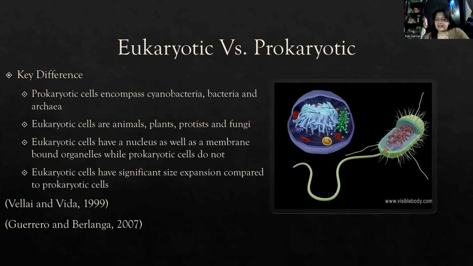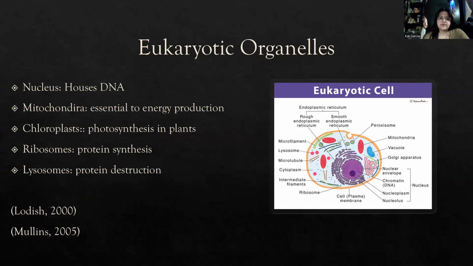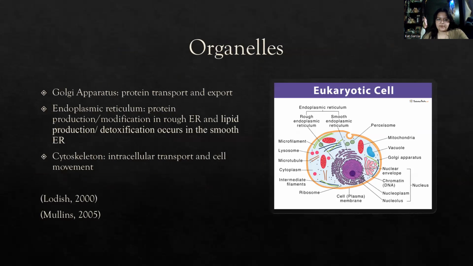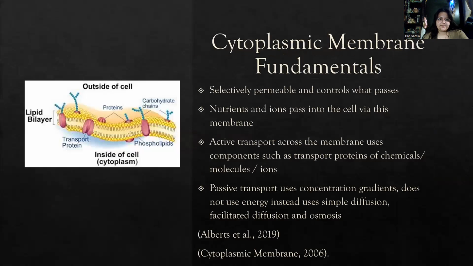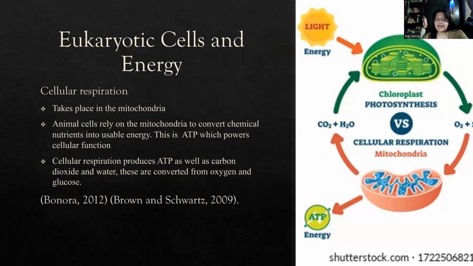Their main difference being that eukaryotic cells have membrane-bound organelles as well as a nucleus. We go into the organelles, explicitly generalizations and definitions of them. And then we have our picture, so the organelles. And then we have the cytoplasmic membrane, how it is a phospholipid bilayer here. And then we go into energy, so cellular respiration. Again, I'm just restating our objectives that we had earlier.